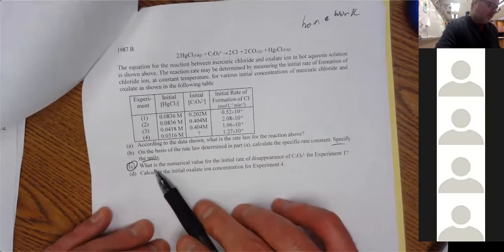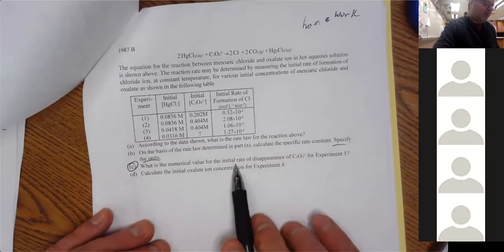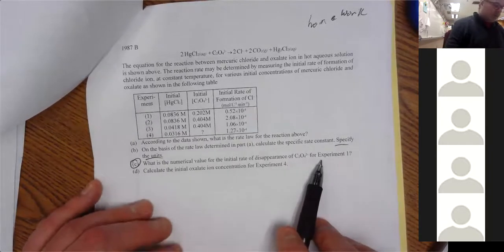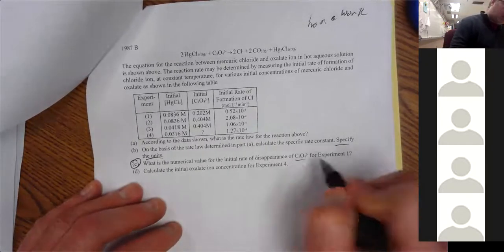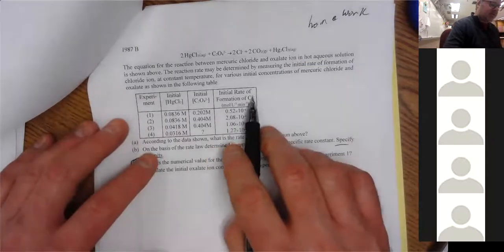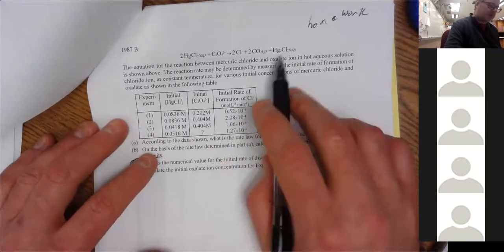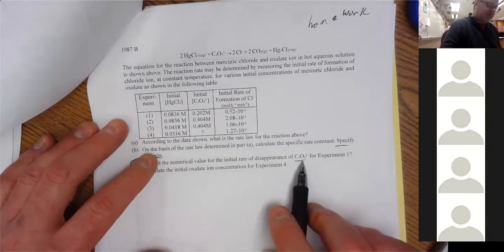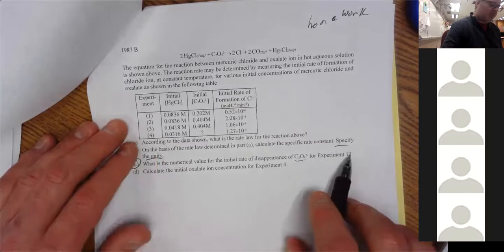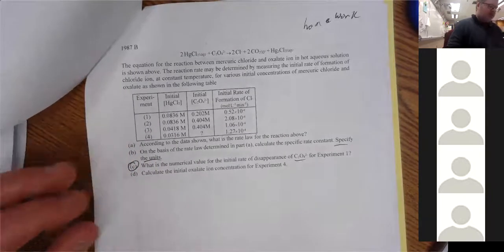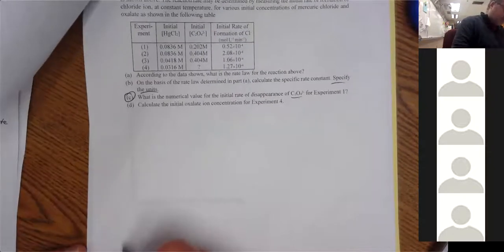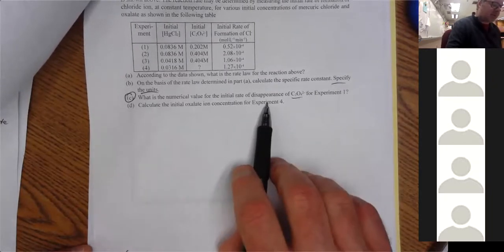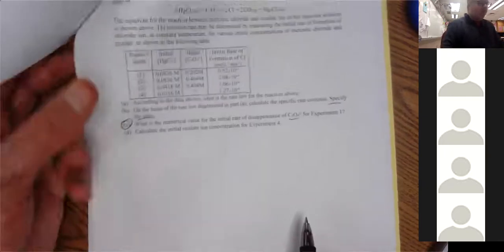This one might be a little tricky. What is the numerical value for the initial rate of disappearance of C2O4? If we take a look at this, we know that this is the initial rate of formation for Cl. We want to find the disappearance of C2O4, and it's in experiment 1. I'm just going to imagine that it's going to take me quite a bit of space, and to calculate this initial oxalate ion won't take me much at all.